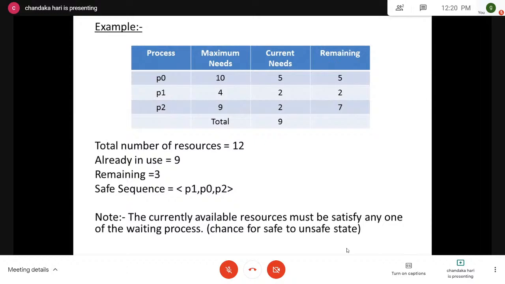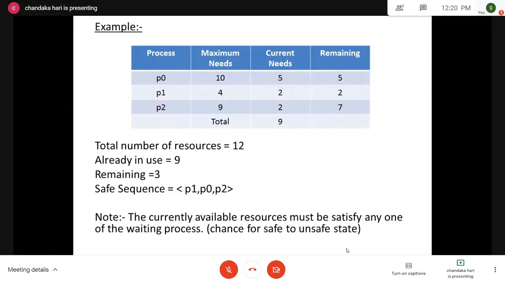There are three processes running in my computer system, processes P0, P1, P2. The total number of resources available in my computer system is 12 tape drives. In order to complete process P0, it requires 10 tape drives. In order to complete process P1, it requires 4 tape drives. In order to complete process P2, it requires 9 tape drives.